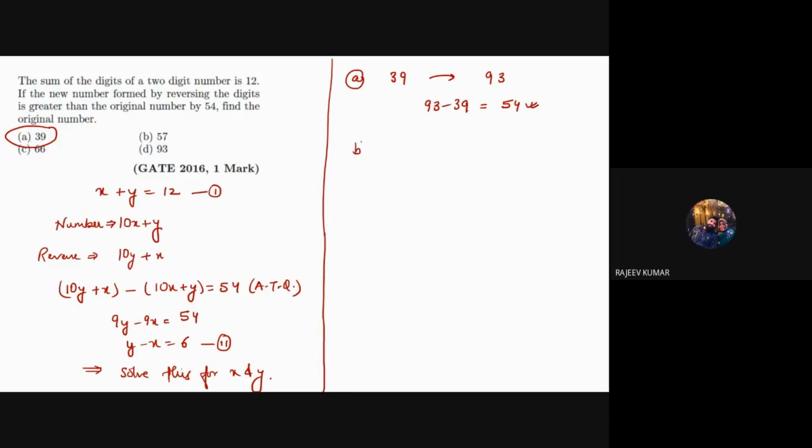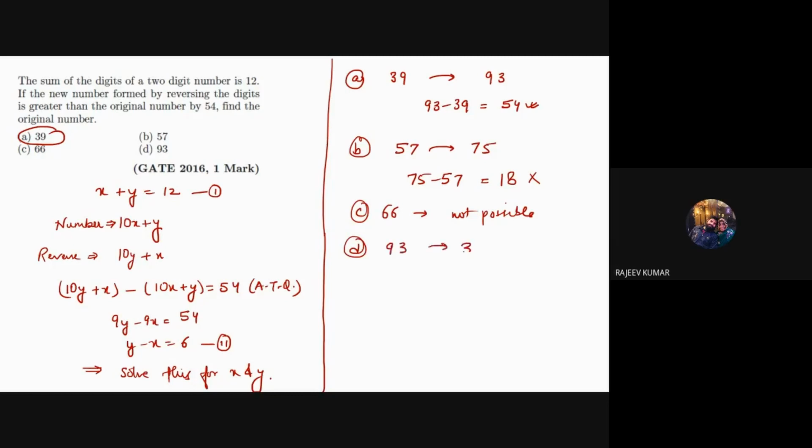बाकी ऑप्शन हमको चेक करने हो तो हम कर सकते हैं. 57 इसका अपोजिट हो जाएगा 75. तो मैं करता हूँ 75 minus 57, so it will become 18, which is not given in the question. The C is 66, which is not at all possible. Now D can be confusing. 93, जिसका opposite होगा 39, but ultimately the new number is greater than the original number. So 39 minus 93 is not possible, because 39 is less than 93. So your correct answer will be A.